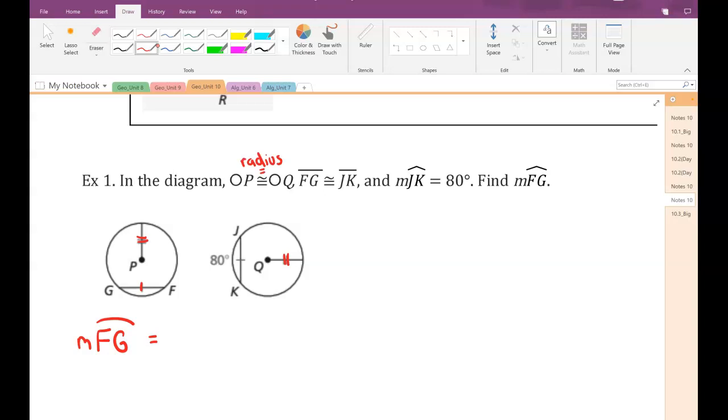Kind of giving just some more justification. It's also given that chord FG is congruent to chord JK. Again, you can always just look at the markings to know that. And we're also given that the length of minor arc JK is 80 degrees. We're trying to find the measure of FG. Well, the measure of FG is going to be equal to the measure of JK.